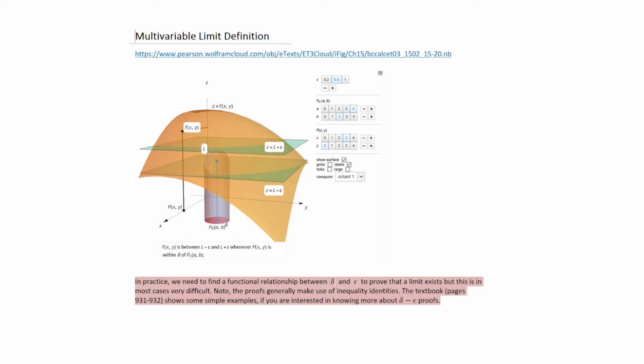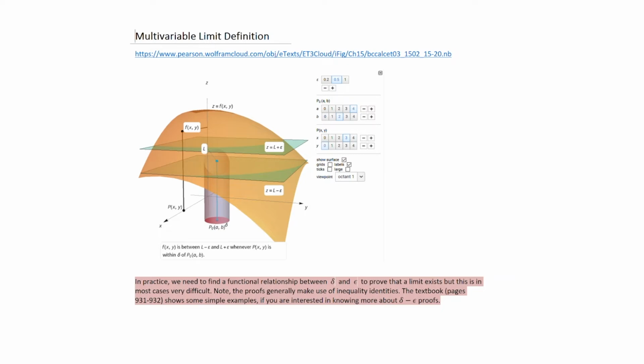All right, so just for curiosity's sake, in practice, we need a functional relationship between delta and epsilon to prove that a limit exists. But this is in most cases very difficult. Note, most of the proofs that make use of the general definition use inequality identities a lot. The textbook, pages 931 to 932, shows some simple examples.